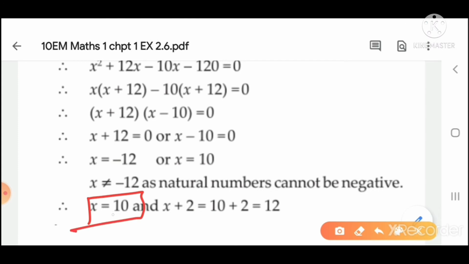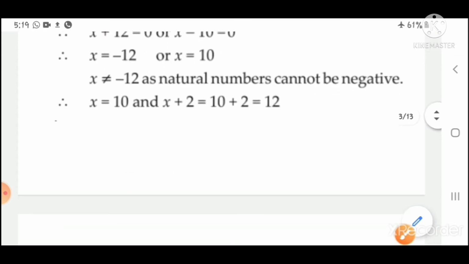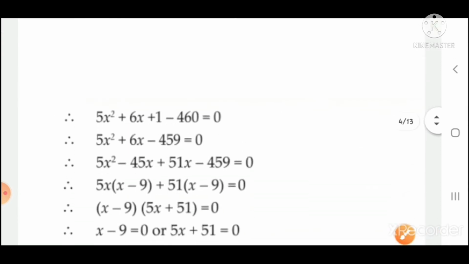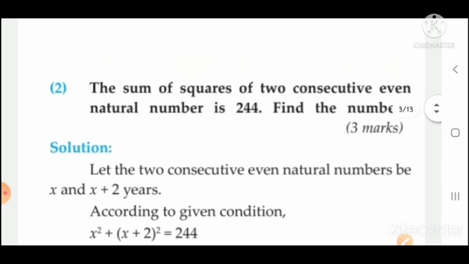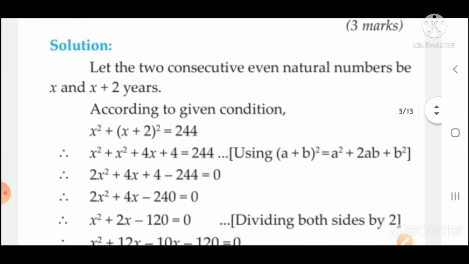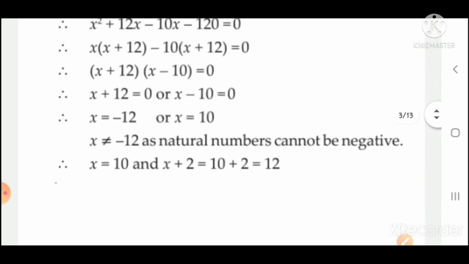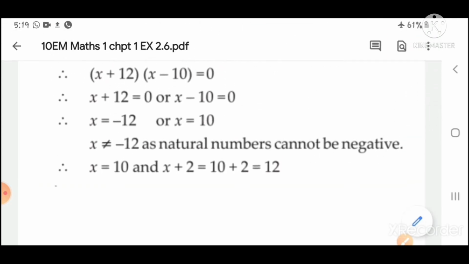So the value of x is 10. Then how much will x plus 2 be? x plus 2 means 10 plus 2, that is 12. So you got both the natural numbers, that is 10 and 12. Is it clear with this? How you got it? These are the two numbers which you got. One is 10 and the second is 12. So I hope it is clear with this. Correct?